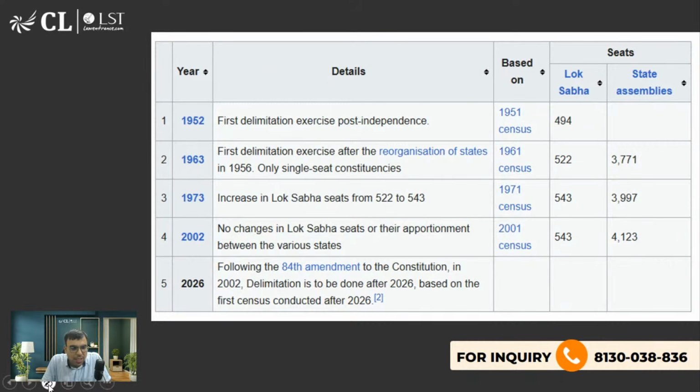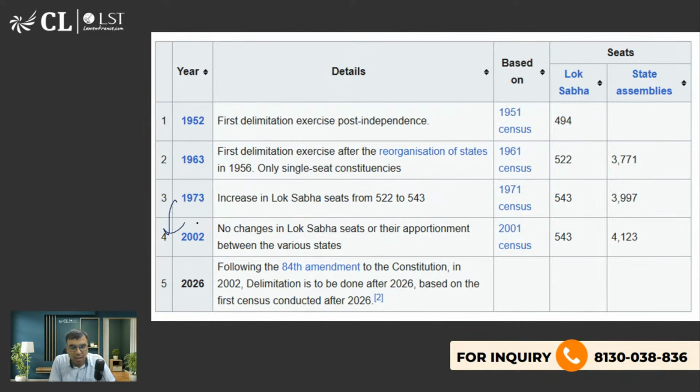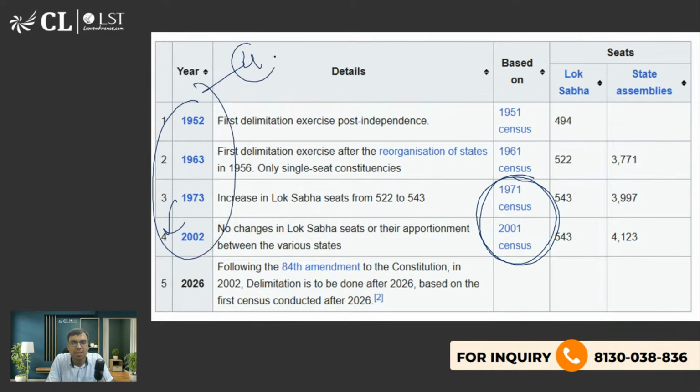ठीक है, तो आप देख सकते हो, 1952, 63. So 1952 after 1951 census, है ना. 1963 after 61 census, 1973 after 71 census. अब देखो इसके बाद गैप हो गया. Why gap? Are you able to see the gap? So total till now we have seen only 4 delimitations. इसके बाद नहीं हुआ ना. So why was there a gap?